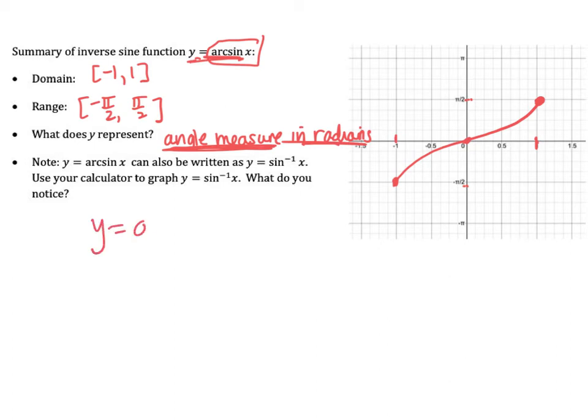Notice we could use the words arc sine, or we could use sine to the -1 of x. This is interesting. You should go ahead and use your calculator to graph. What do you think is going to happen when you grab your calculator and graph y equals sine to the negative 1 of x? If you haven't tried it, you should try it. See what happens.